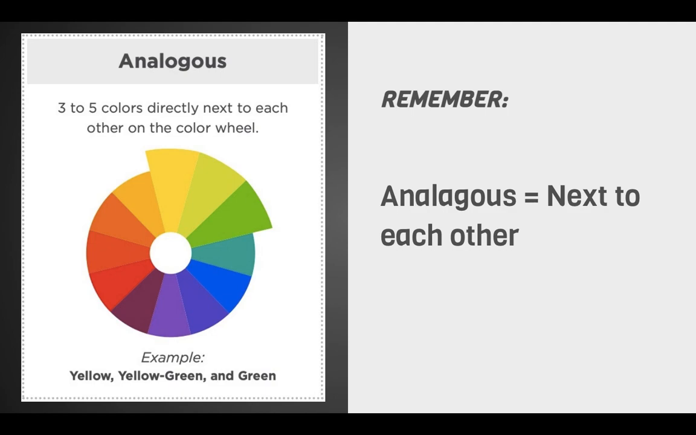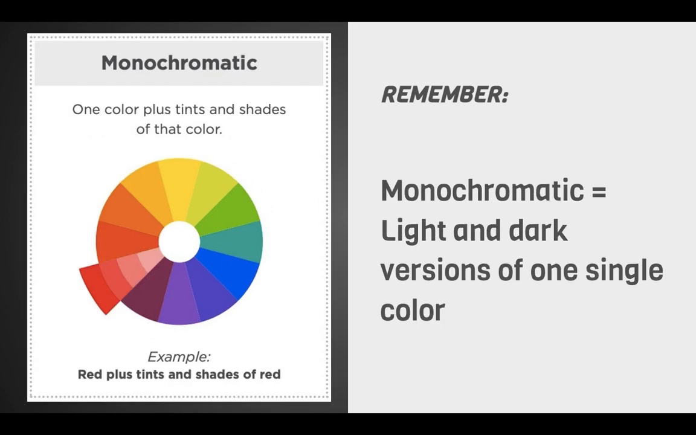And in the example on the left, here you can see analogous colors. They've chosen 3 colors that are right next to each other on the color wheel. Yellow, yellow-green, and green. But analogous colors are any 3 colors that are next to each other on the color wheel, side by side. And the last color scheme is called monochromatic. So write this down and pause if you need more time. Monochromatic equals light and dark versions of one single color.